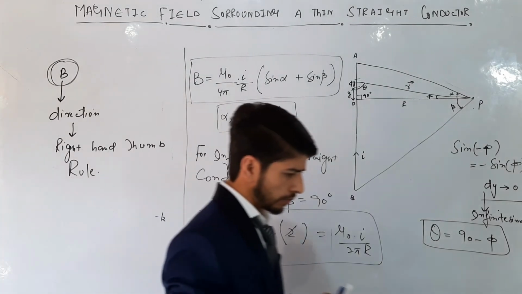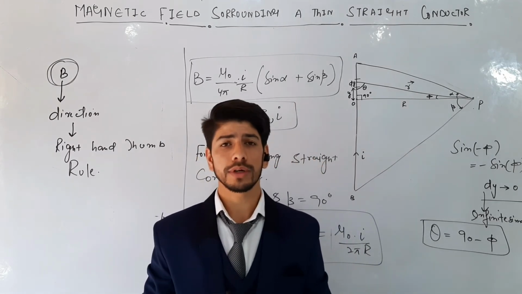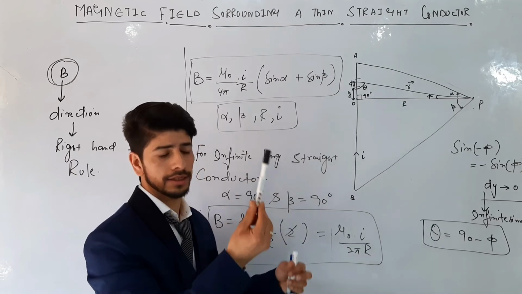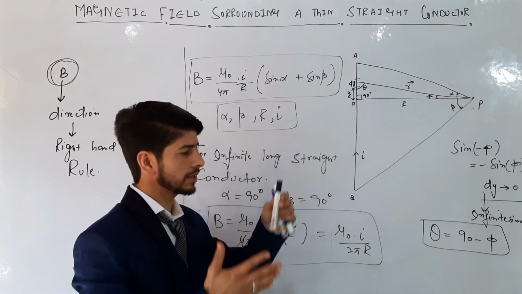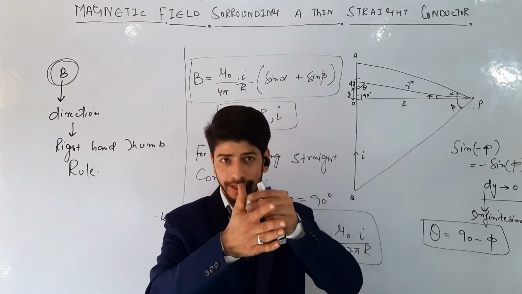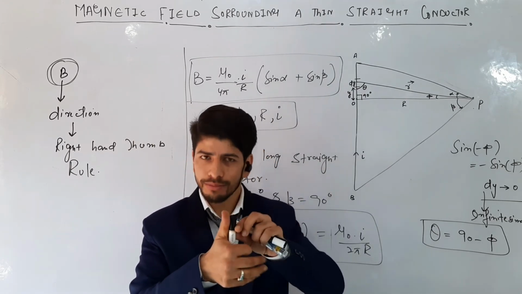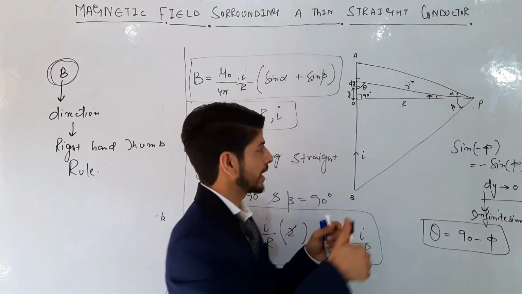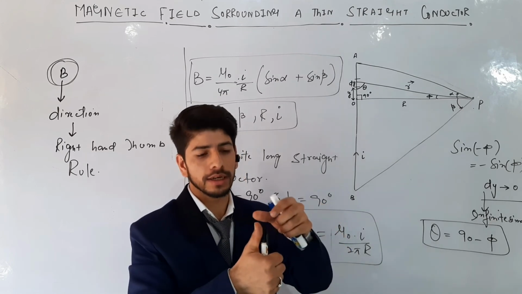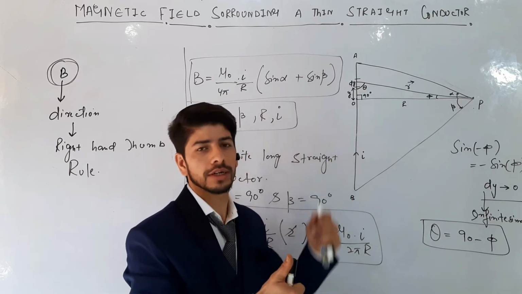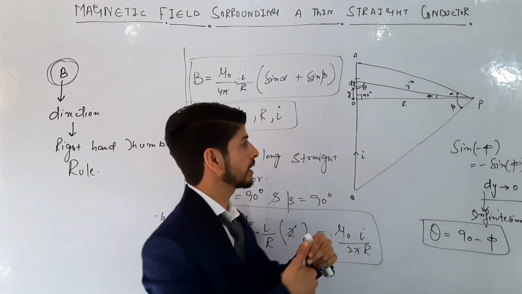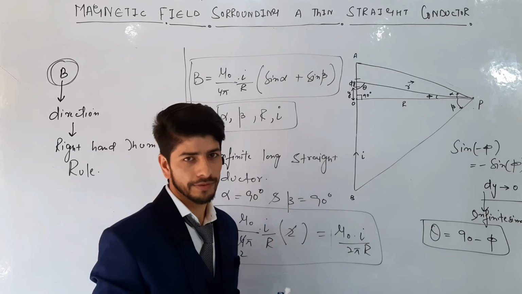And what does the right hand thumb rule tell us? It tells us that if you imagine a conductor in your right hand, suppose a pen is a conductor, I imagine this conductor in my hand. You imagine this conductor in your right hand, not left hand. Suppose this thumb points in the direction of the current through the conductor. Then the curl of your fingers gives you the direction of the magnetic field.